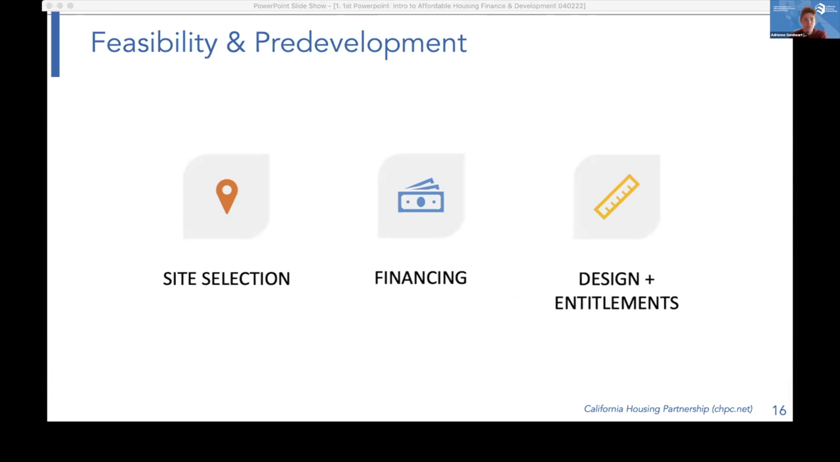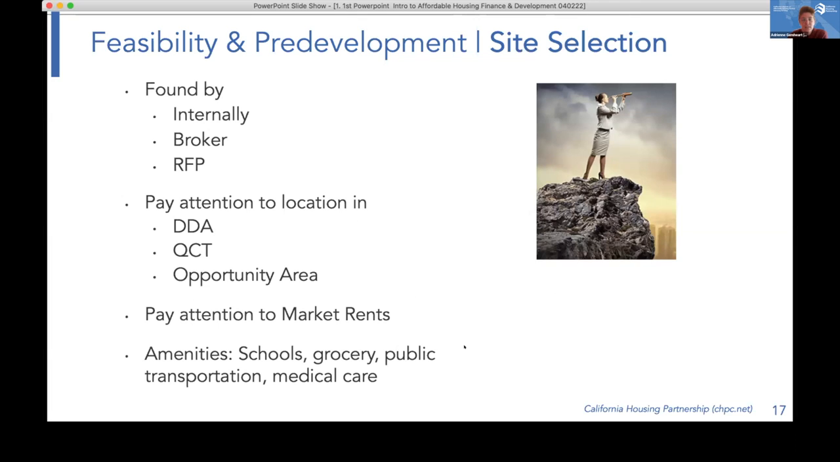So now we're going to go into feasibility and pre-development a bit. We'll talk a little bit about site selection, financing, and design and entitlements, with Diana covering most of financing and John covering a lot of design and entitlements. All right, so site selection. It's a very key piece to really the concept of your project.